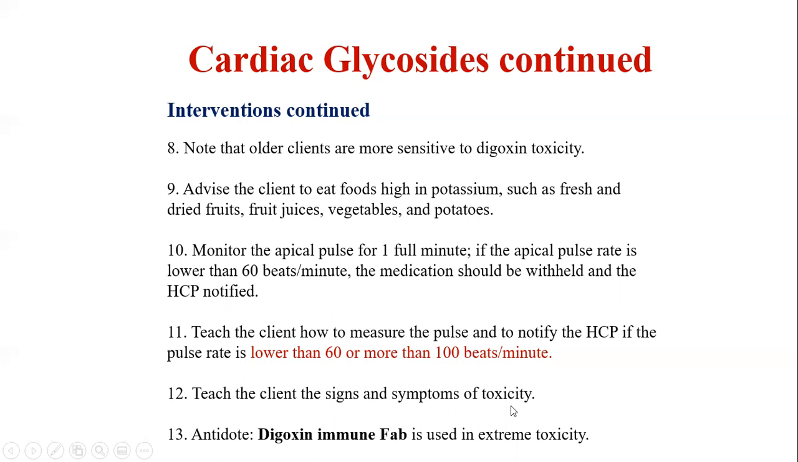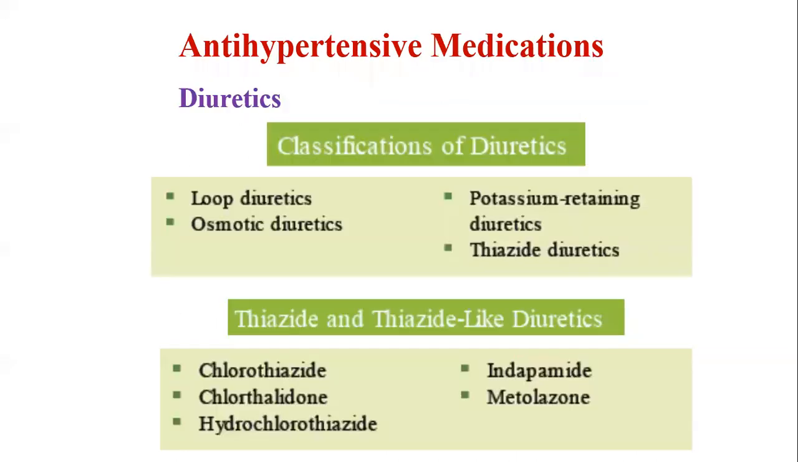If cardiac glycoside toxicity or overdose occurs, we give the antidote, called digoxin immune fab, which is used to avoid the toxicities.